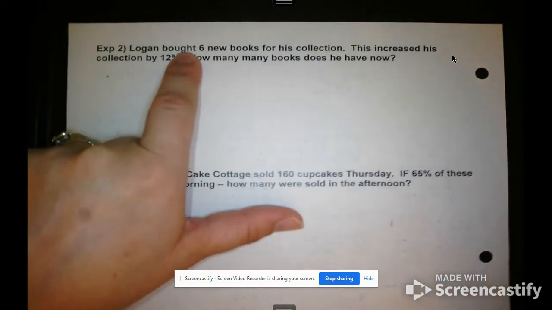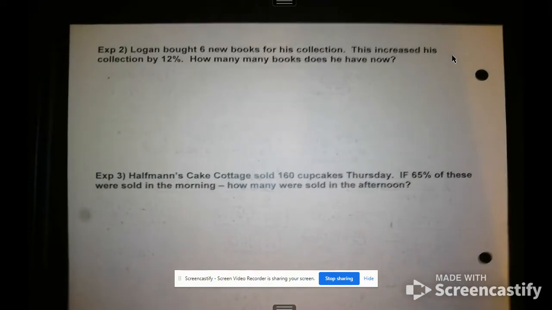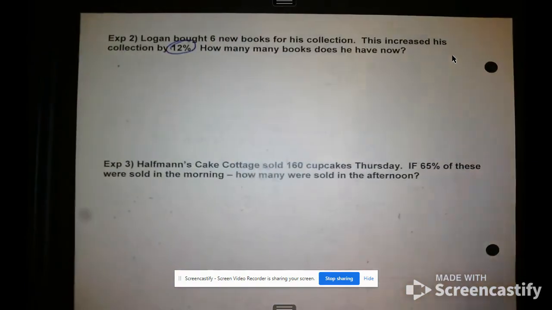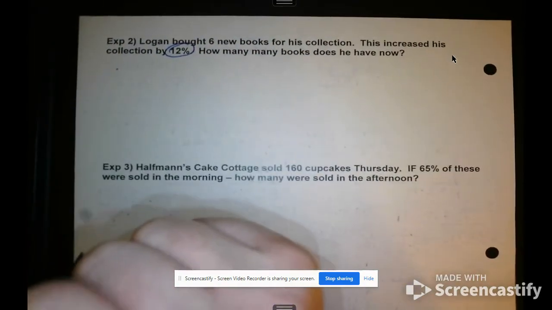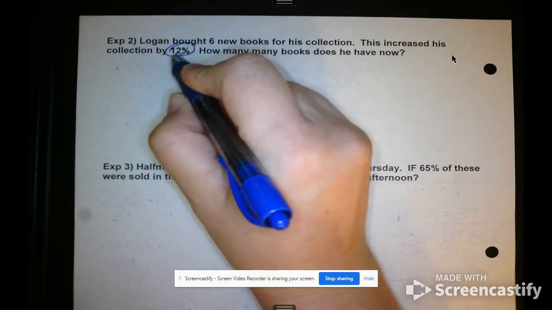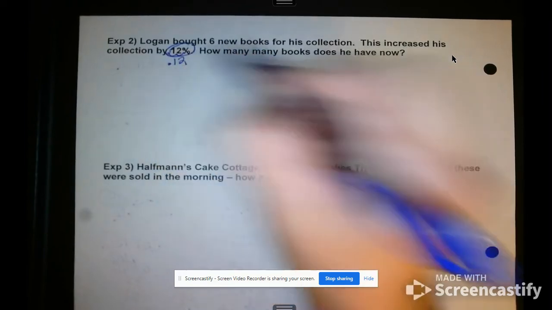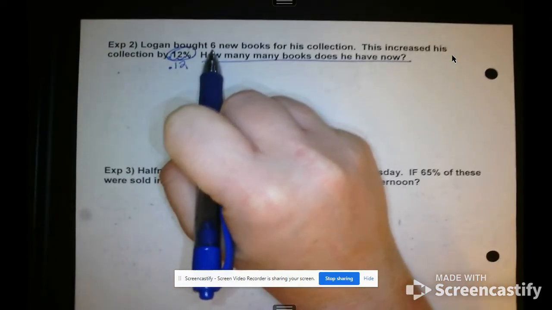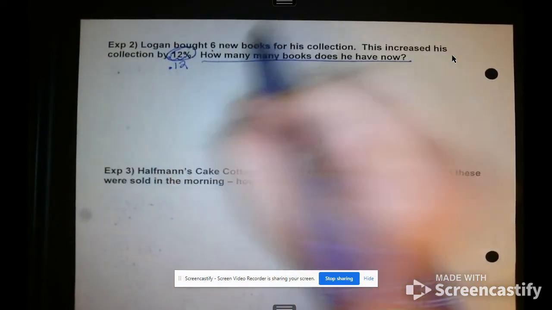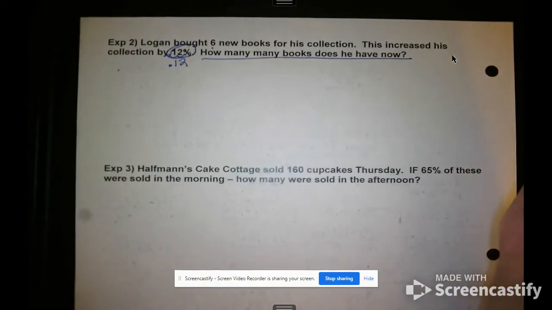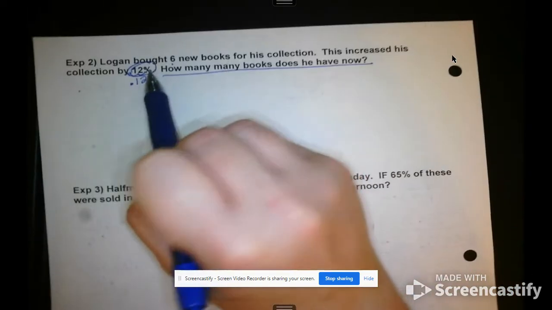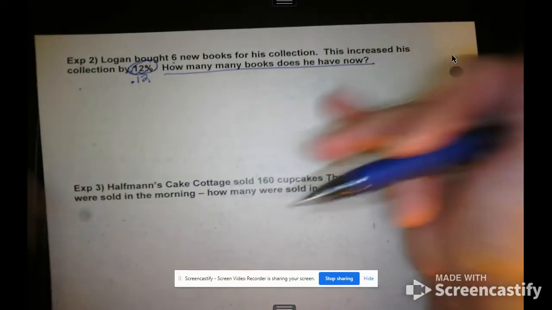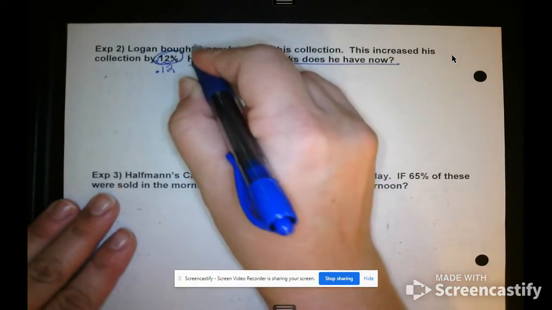There is one. Logan bought 6 new books for his collection. This increased his collection by 12%. I have a percent, right? What is that as a decimal? Remember, I move the decimal away from the percent sign, so 0.12. How many books does he have now? If he bought 6 books and it increased by 12%, I need to know what 6 is 12% of. So 6 was my part.